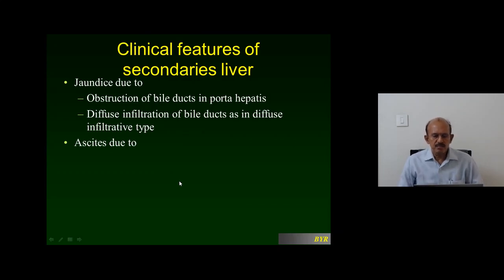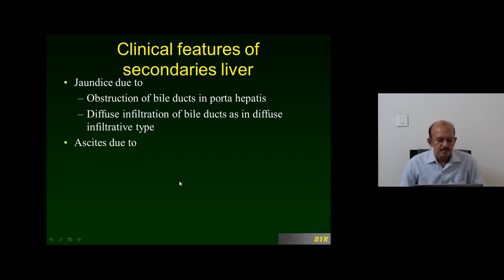There may be ascites in secondary liver. How is ascites produced in secondary liver? Tell me. Portal hypotension, no, it is incorrect. Very good. Second is in the peritoneum. Associated secondary deposits in the peritoneum can cause ascites.